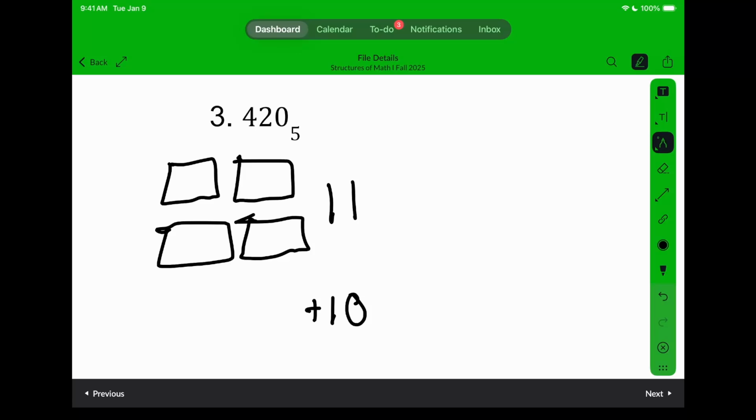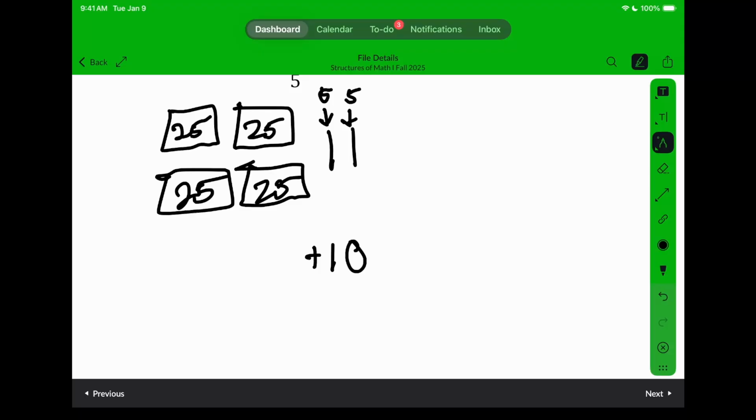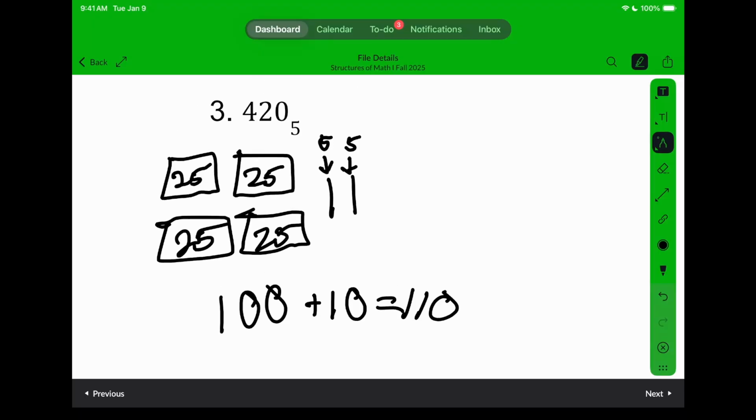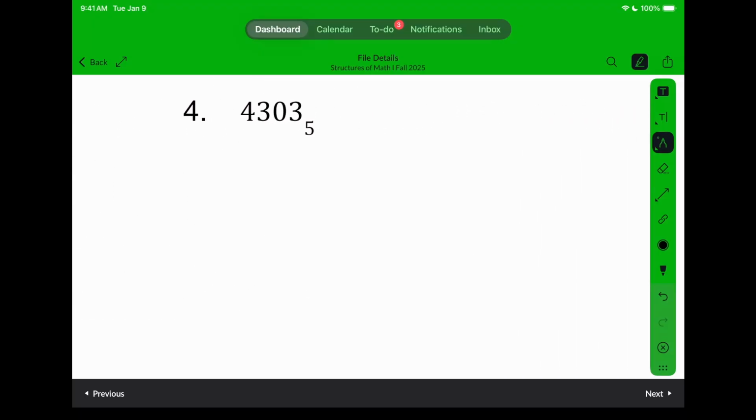So if 5 units make a long, 5 longs would equal 25. 5 longs also equals a flat. So each of these flats is 25. Each of these longs is 5. So 25 times 4 is 100. 100 plus 10 equals 110. Moving on to number 4.